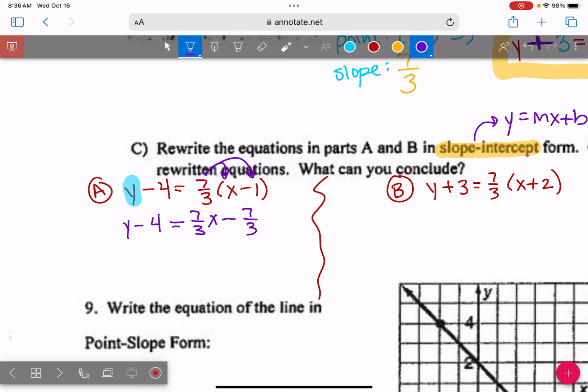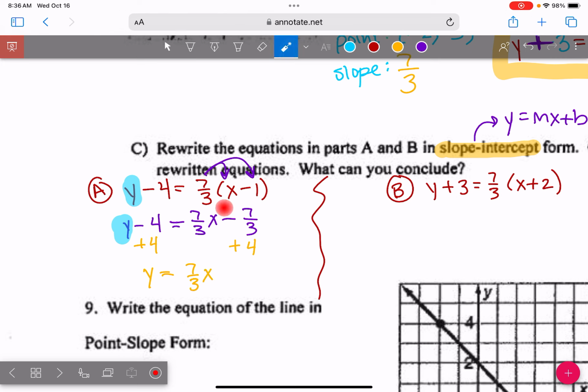Okay, now use a calculator. No reason to do all this in your head. At this point, again, I'm still trying to get y by itself. So I need to move the 4 to the other side, and I do it by doing the opposite operation. Oh, I don't want a highlighter. So I'm going to add 4 to both sides. So I'm left with y equals 7/3 x.